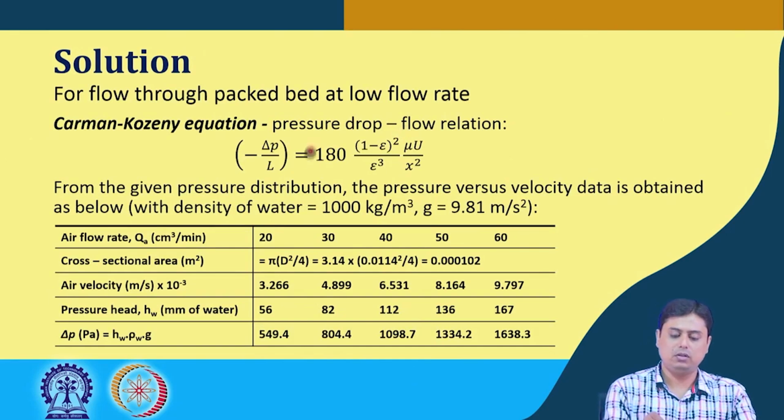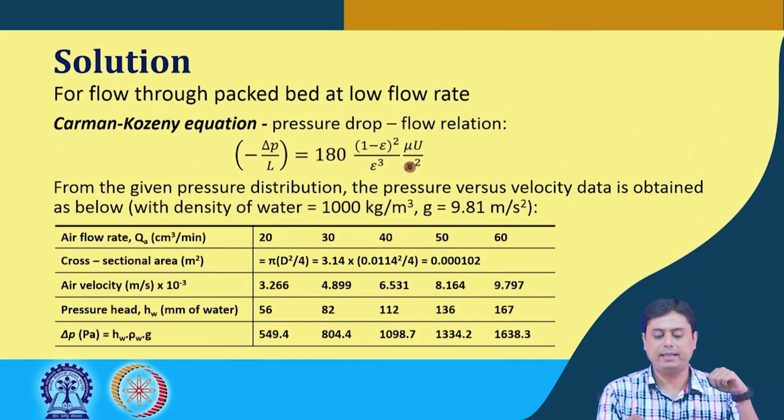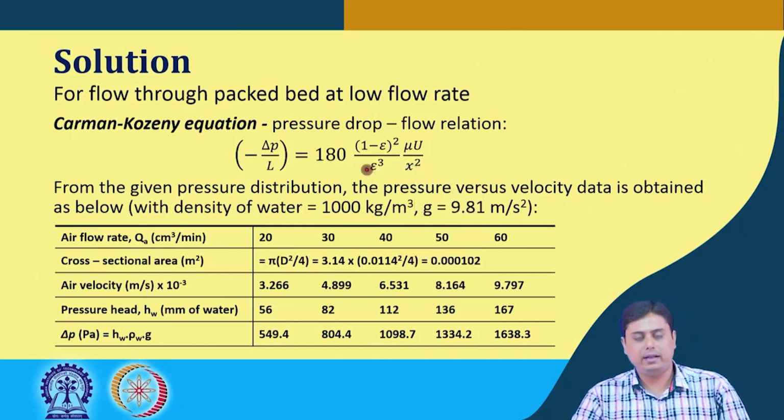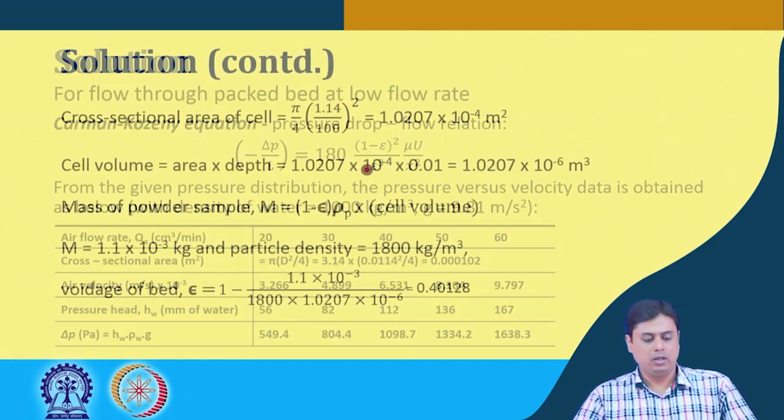what is the slope of that graph, which is nothing but this expression, this 180 (1 minus epsilon) square by epsilon cube multiplied by the mu and x square, where x is the unknown value. Once you do that, you can find out what is x, but you do not also know directly what is the value of epsilon, the porosity or the bed voidage value. So, how do you calculate that? How do you estimate that from this given information?